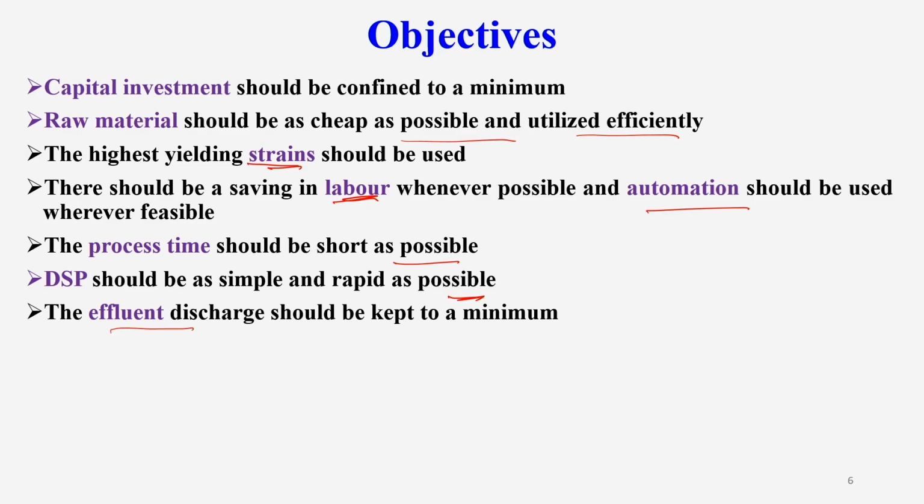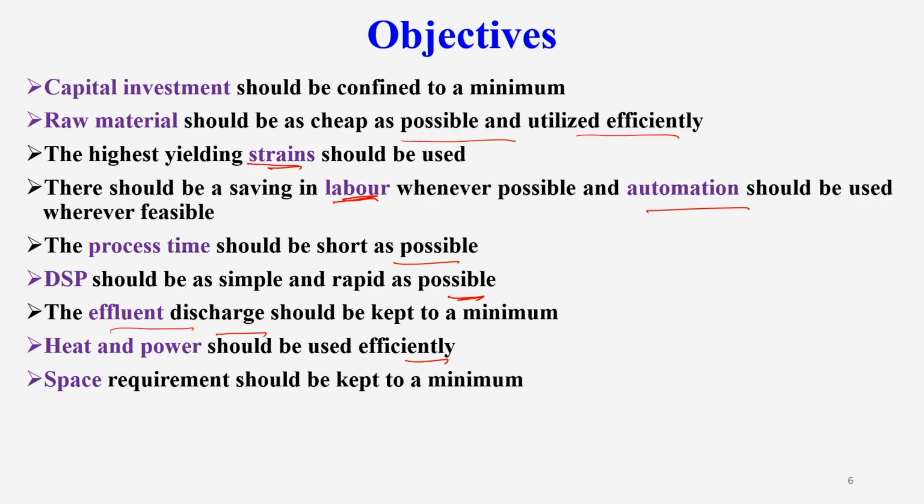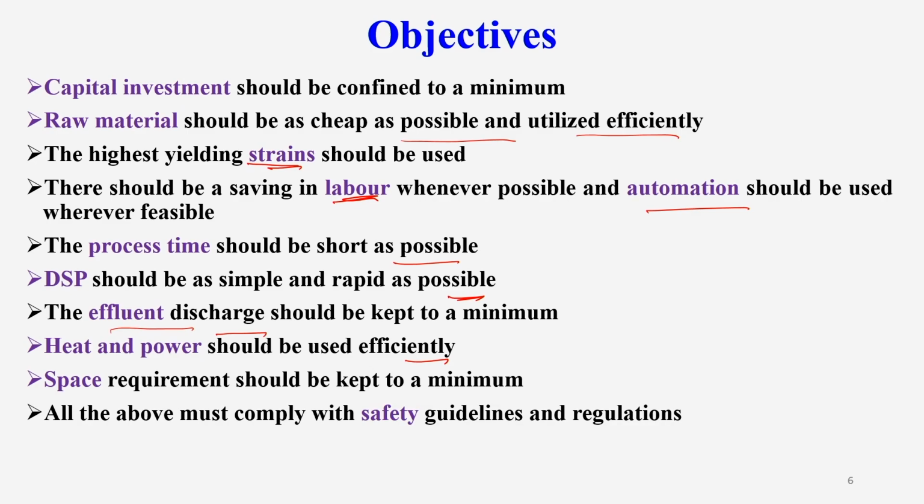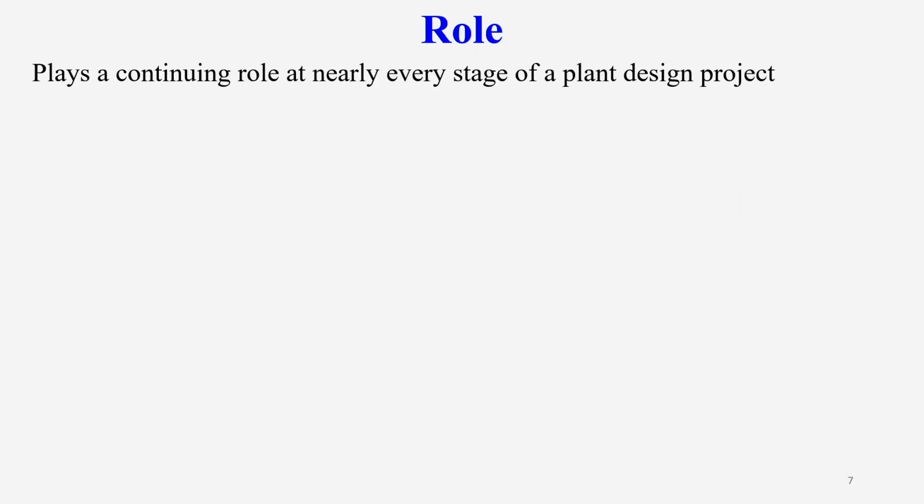So, whatever effluents are generated, those effluents need to be treated and suitably either discharged or reused. So, the idea is the effluent discharge should be kept to a minimum, or you can say the effluent generation should be minimized, and the heat and power, the energy, should be efficiently utilized. Space requirement should be as compact as possible, and all the above must comply with the safety guidelines and regulations. Now, what is the role of bioprocess economics?